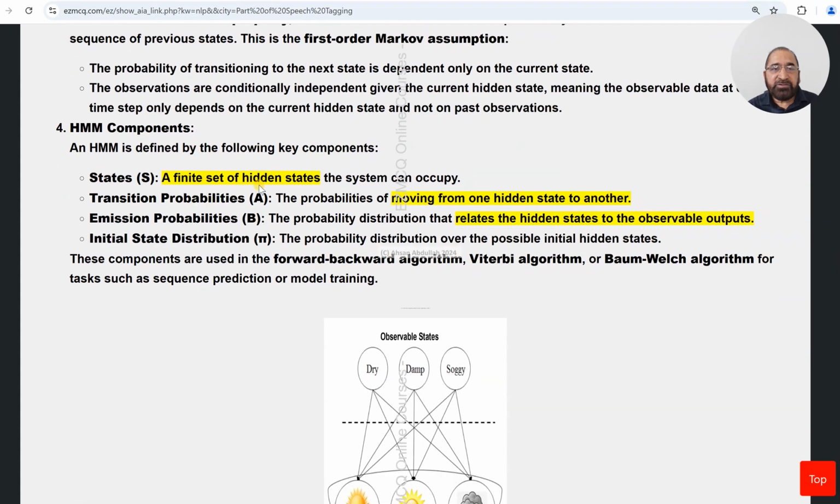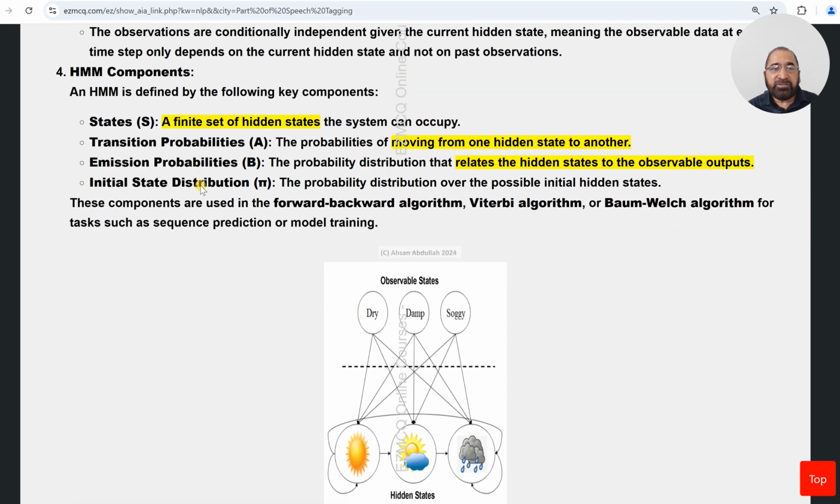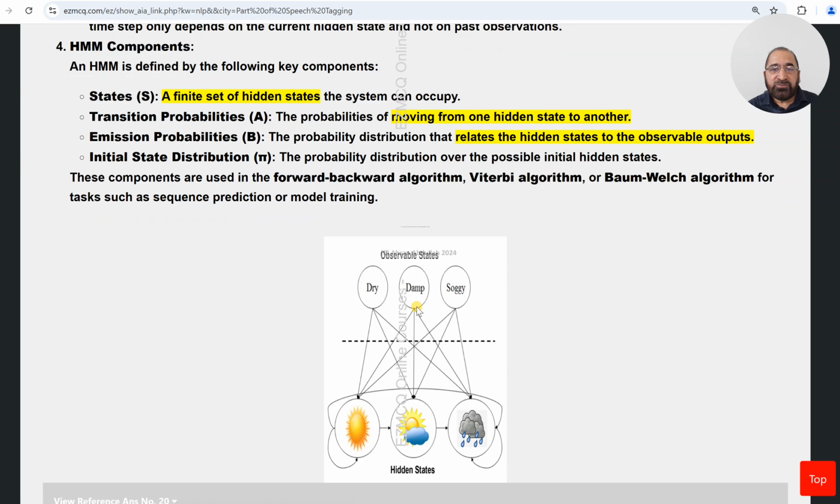So we have the set of hidden states, and we have the transition probabilities of moving from one hidden state to another, and then we have emission probabilities which relate the hidden states to what we observe because of the transition of the hidden state. And then we have the initial state distribution and so on. So this is one example.